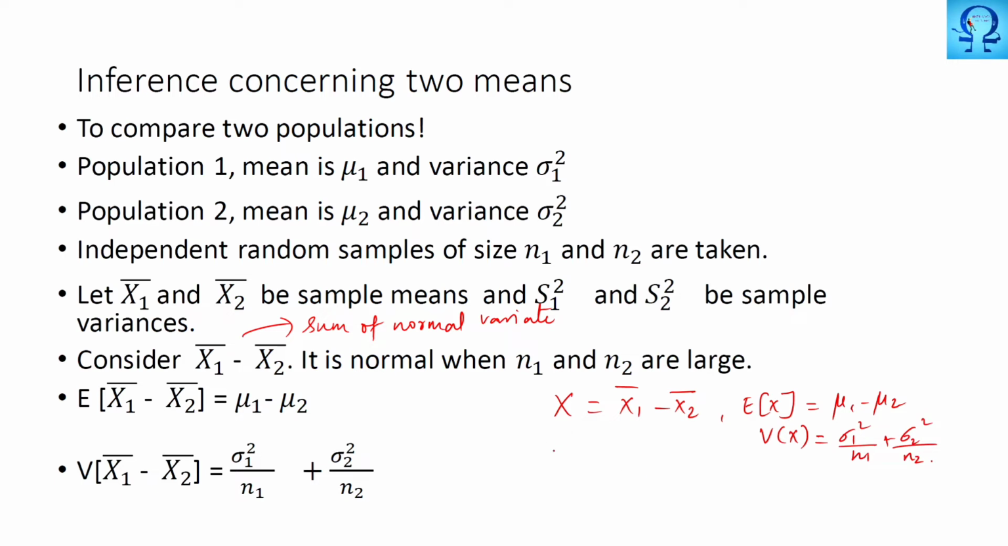Now if you try to normalize this, what do we do? X minus the mu value, divided by the square root of the variance of x, that is the standard deviation. That is what we need, right?